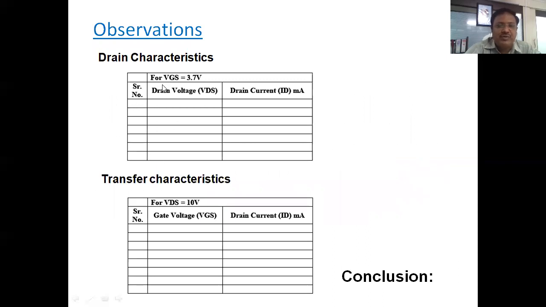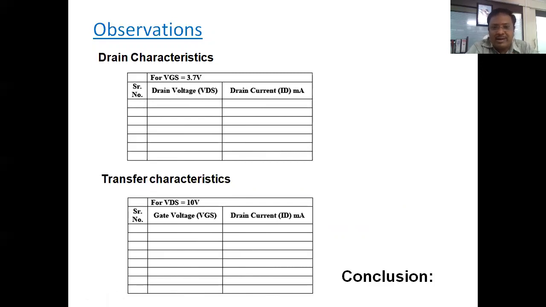Drain characteristics. So VGS equal to say any value, 3.7 volt, 4 volt, 1 volt, 2 volt. You can apply any value, and then increase the drain voltage and note down the corresponding drain current. Similarly, for transfer characteristics, set the value of VDS equal to 10 volt, 5 volt, or any value, and then increase the VGS in small steps like 1 volt, 2 volt, 3 volt, 4 volt, and observe the current, that is called drain current. Right? So this is about the first practical.